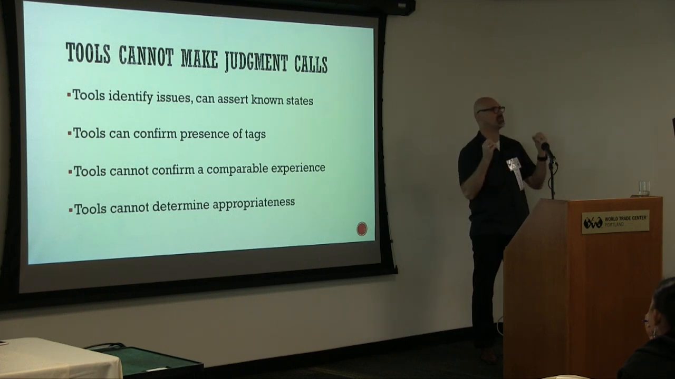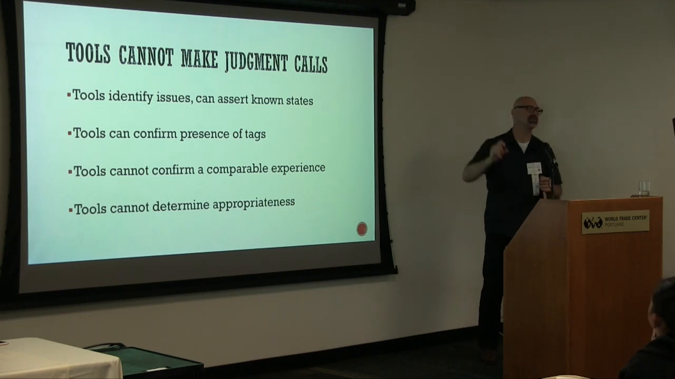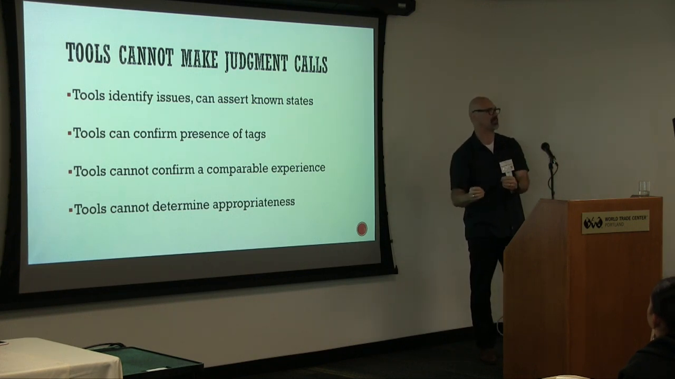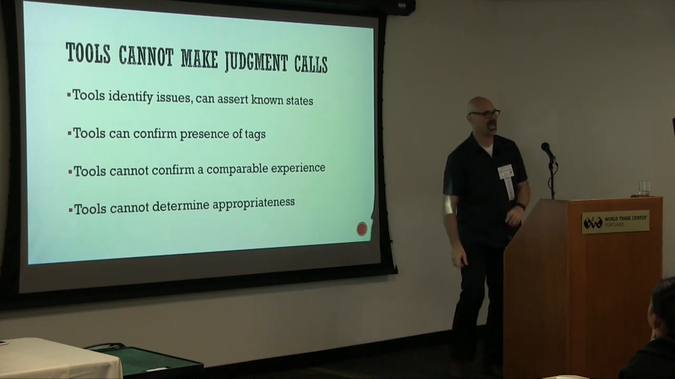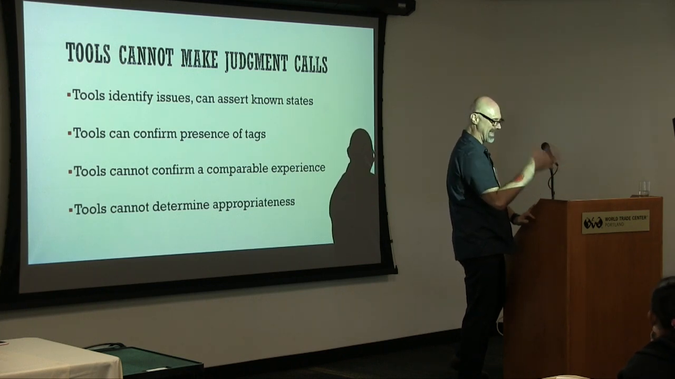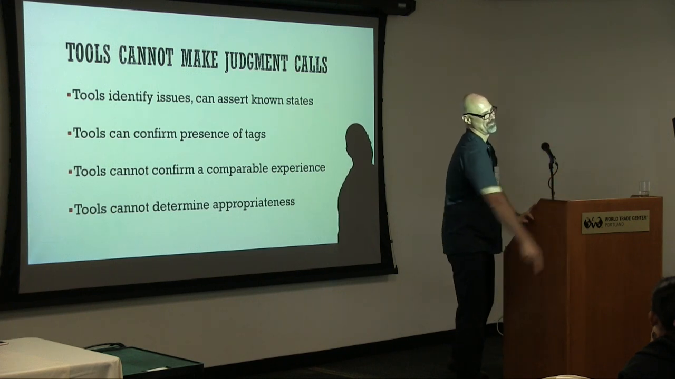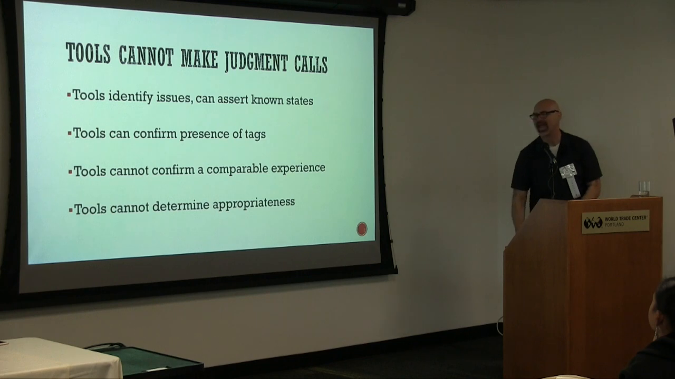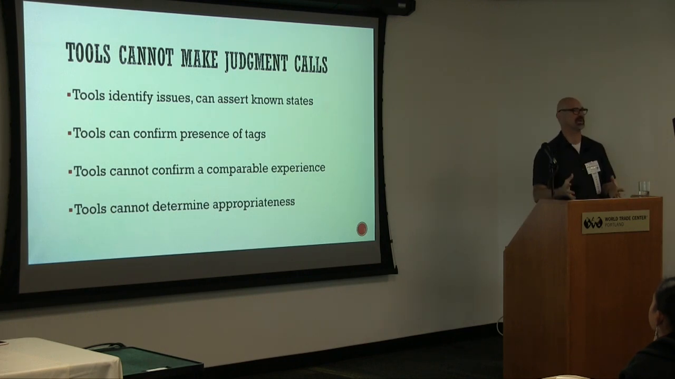You can determine that something meets a requirement. You can determine that something in the WCAG checklist matches. Can I determine that this color and this color placed next to each other gives us a 3-to-1 contrast ratio? Yes, that is something that a computer can absolutely do. Can a computer decide that Zachary can actually read it and make sense of it and that he likes that combination? No. So tools can't make judgment calls. They can confirm presence, but they can't confirm a comparable experience, and they cannot determine if it's appropriate for a situation or a context, because every user is different.